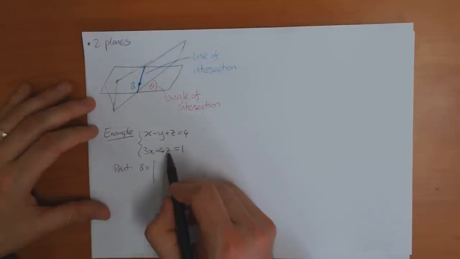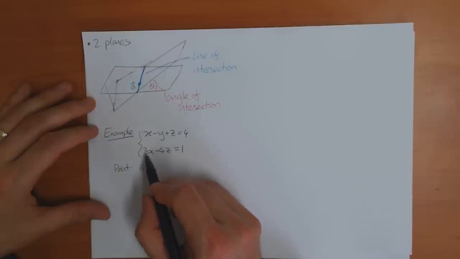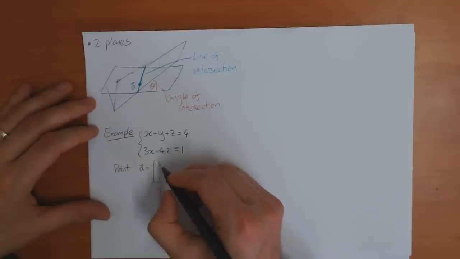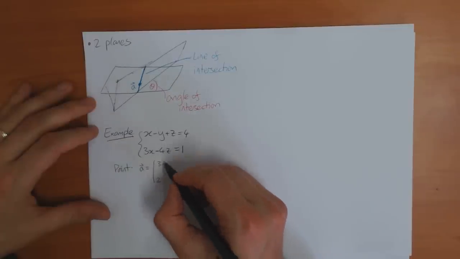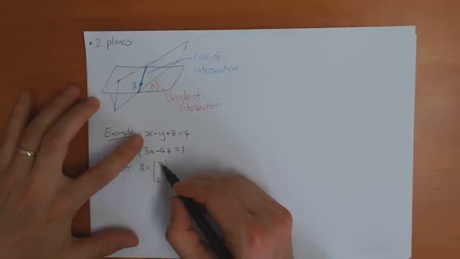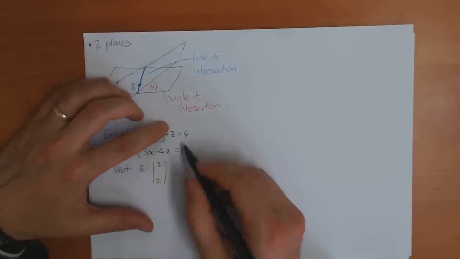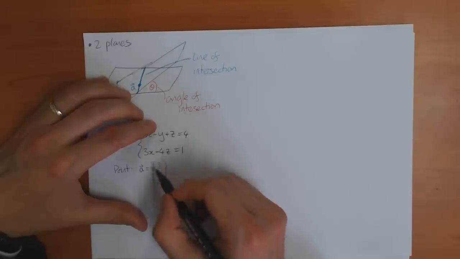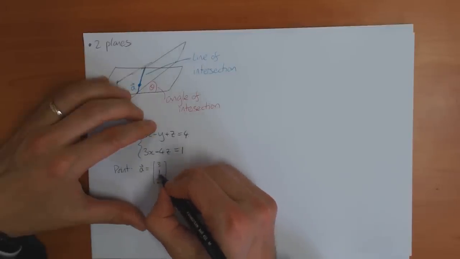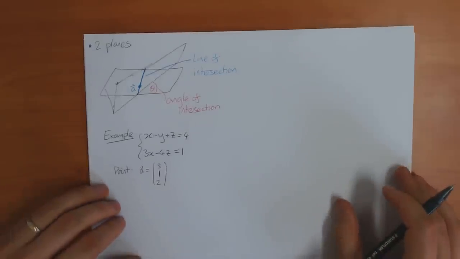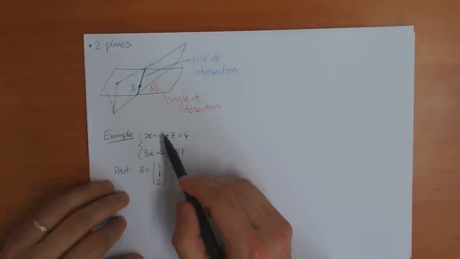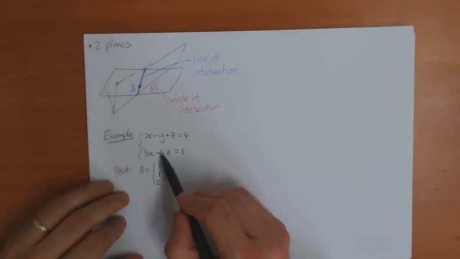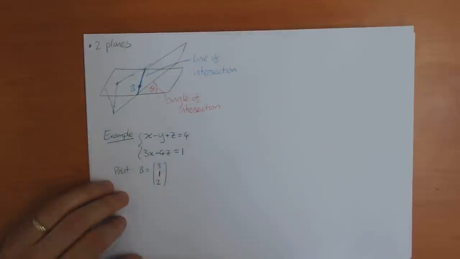So if I try and satisfy this one, a solution of this one is x equals 3 and z equals 2, right? So then I get 9 minus 8 is 1. And if I look at the solution here, this gives me 3 minus y plus 2 equals 4. So 5 minus y is 4, so that means y should be equal to 1. So that's a solution of both. Let's just check. 3 minus 1 plus 2 is 4. Yes. 3 times 3 minus 4 times 2 is 1. Yes. So that's a point on the line.